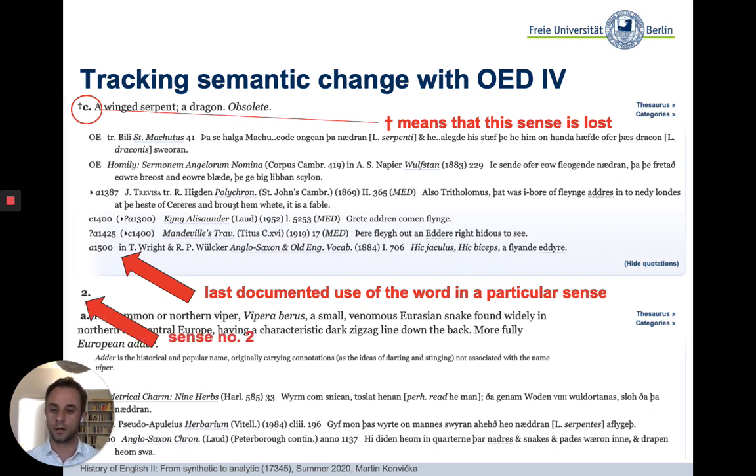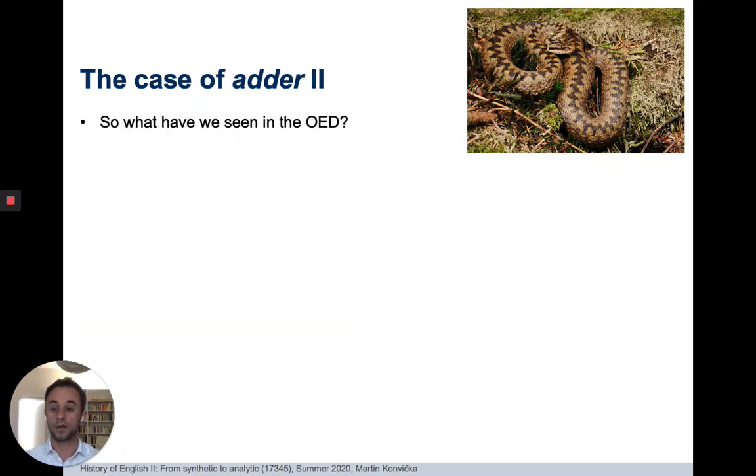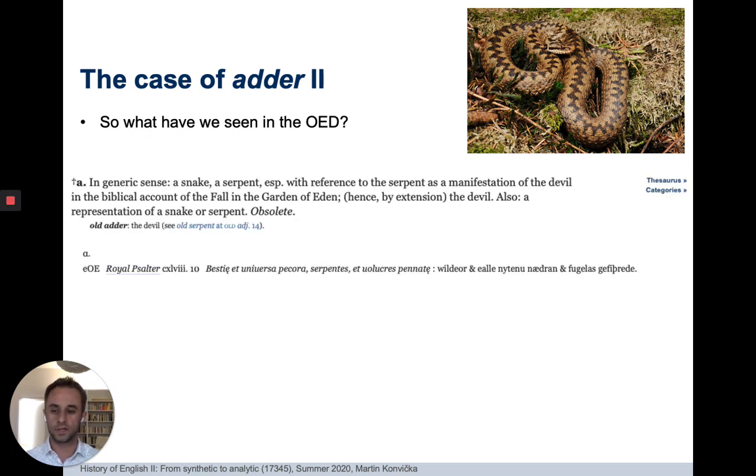Okay. And then, right, as I said, second sense begins, and then again, all the different usage examples and so forth. So what have we actually seen in the OED in terms of the development of the meaning of the word adder? We have seen that there are more things that you could see, but what we have seen is that the first sense is described as, in a generic sense, a snake, a serpent, right? A wide meaning.